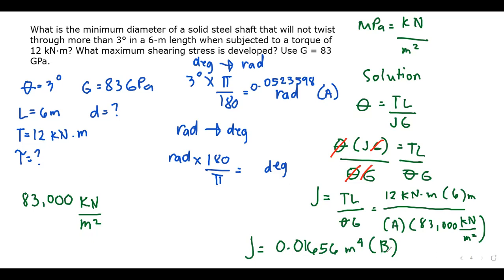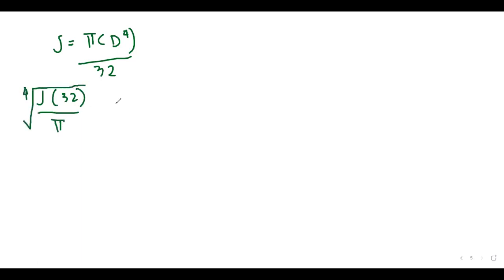So, next, from J, pwede natin ngayon i-solve yung diameter. Ano bang formula ng J natin? J is equals to pi d raised to 4 divided by 32. So, J times 32 divided by pi, tapos fourth root ang D. Okay? So, alpha B times 32 divided by pi, square root, square root again. Answer, we have here, diameter is equals to 0.641 meter. Okay? Yun na yung diameter natin.